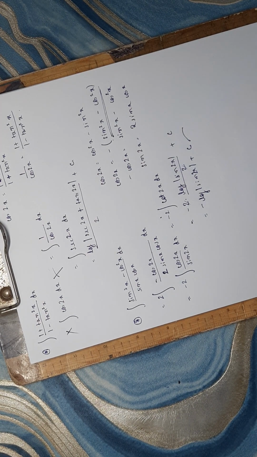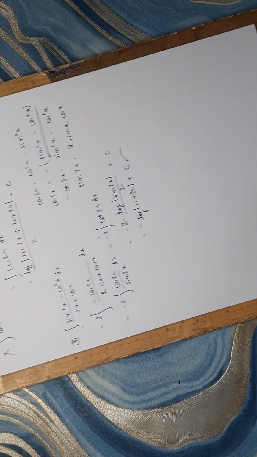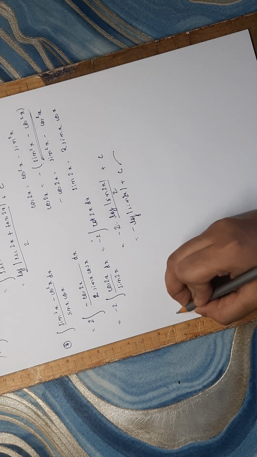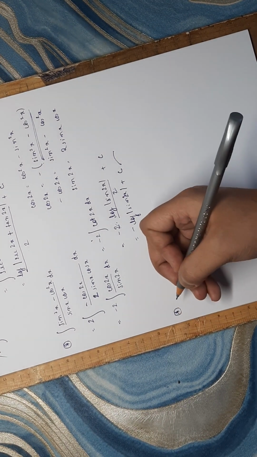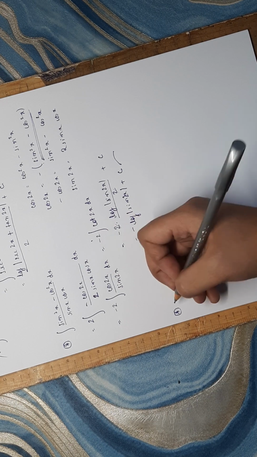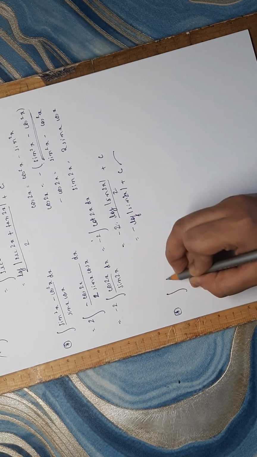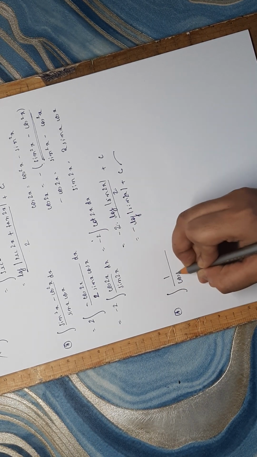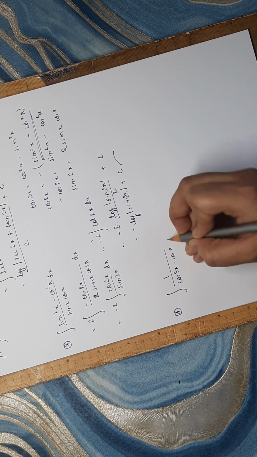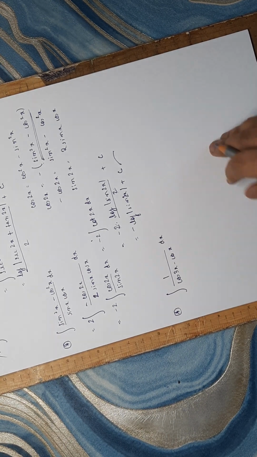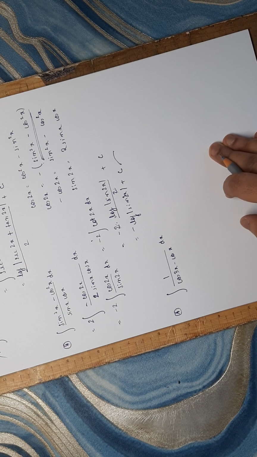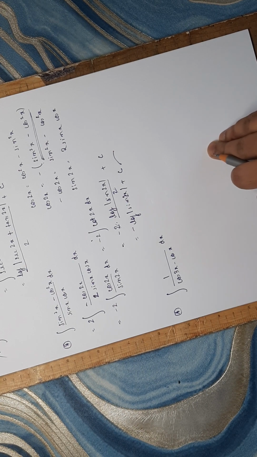Now we will be moving on to the third question, which is again an easy question. Our third problem is integration of 1 by cos 3x minus cos x into dx. Okay, so how will we solve this particular problem?